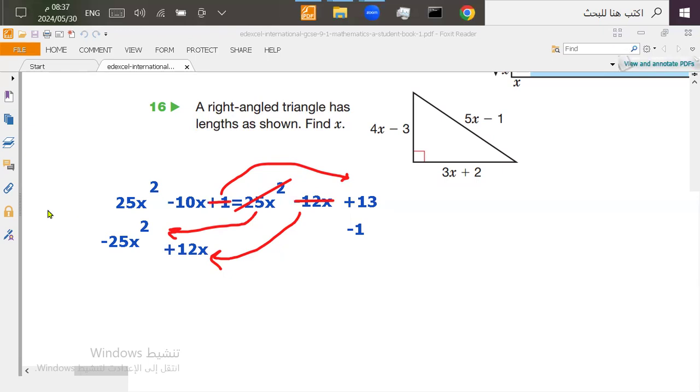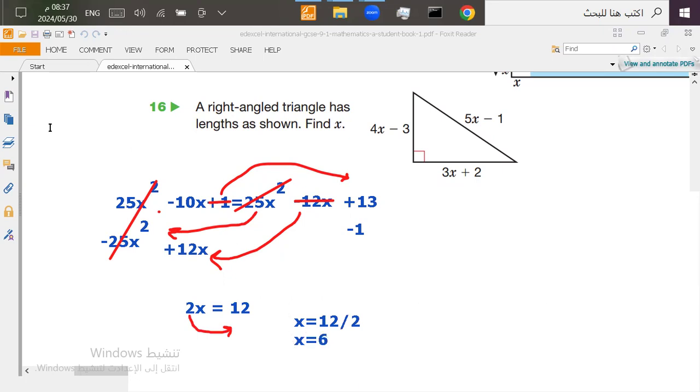Now I work out the ones I have at the same place. Here I have 25x squared minus 25x squared, which becomes zero. And then I do this calculation, negative 10x plus 12x gives 2x, because 12 minus 10 gives 2x. Here we have 13 minus 1, which gives 12. Now we divide by 2 to take the 2 to the other side. I get x equals 12 divided by 2, which means x will equal 6.